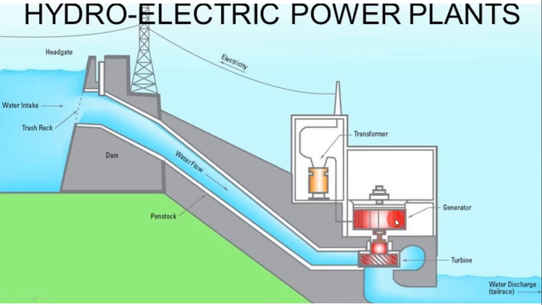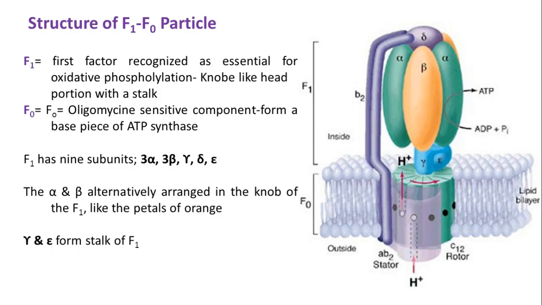And the generator represents the oxisomes. So the process is very similar to the power generation in hydroelectric power plants. Now look at the structure of the F1 F0 particle. As the name indicates, this particle consists of two components, an F1 component and an F0 component. The F1 component is called F1 because it is the first factor recognized as essential for oxidative phosphorylation. So, as it is the first recognized component, it is called F1.